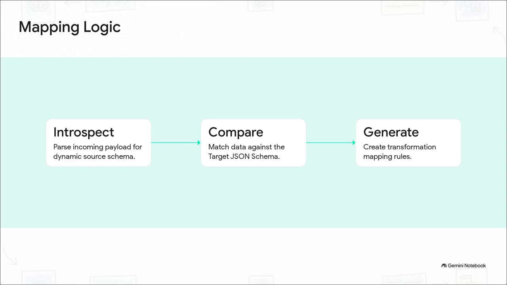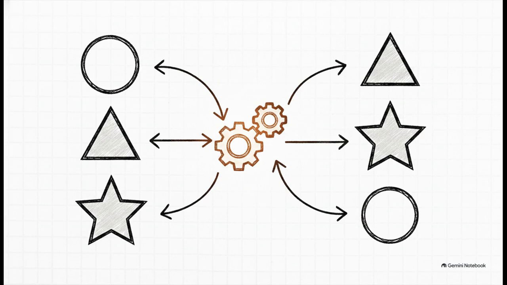Step 2. It compares that incoming data against whatever target JSON schema the user has defined. And Step 3. It generates the actual transformation mapping rules. For instance, it might take an incoming field like @JSON.id and intelligently map it directly to a target field like user ID. But it gets even better.